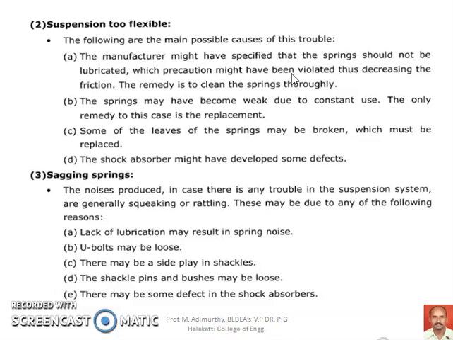So if unspecified lubricating oil is used, it may spoil the suspension system and it may become too flexible. And the springs may have become weak due to constant use and they have become too flexible. The spring rate will be changing. So the only remedy is to replace the suspension springs.